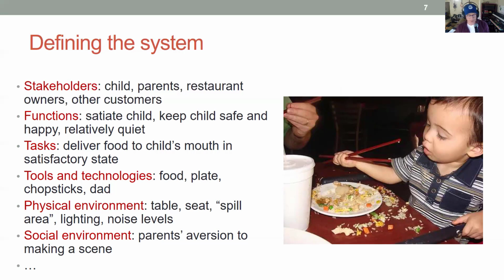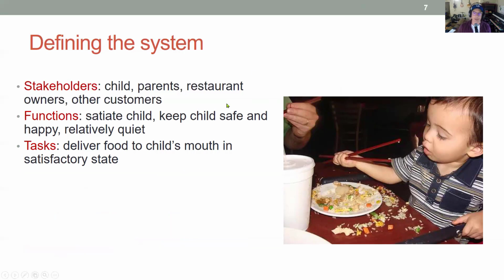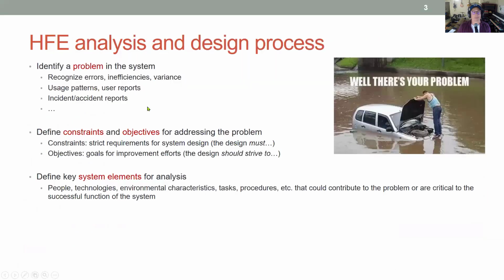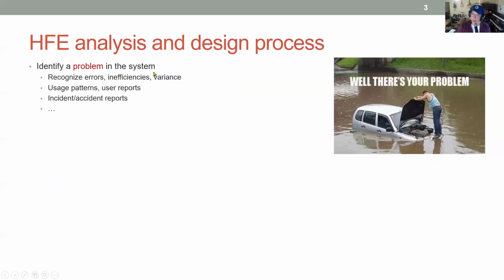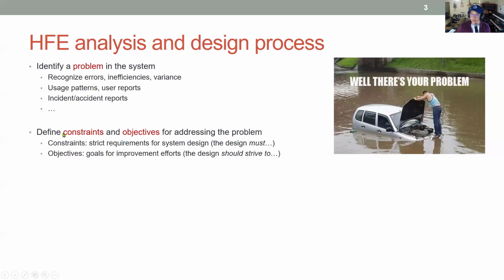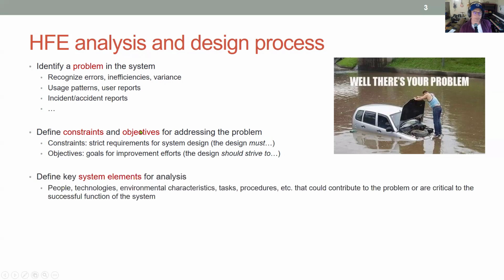All right, so let me just return to slide 1 just so I can show you where we're at. Okay, we identified a problem. We defined the constraints and objectives. Get more food in the tummy. We can't go across the street to McDonald's, so that's outside. That's what's constrained out of what we're doing, right? What are the key system elements? We talked about stakeholders, functions, tasks, tools and technologies, environmental factors.